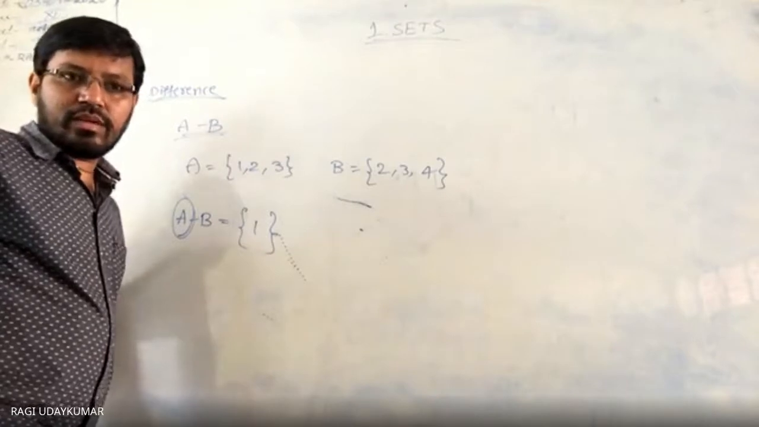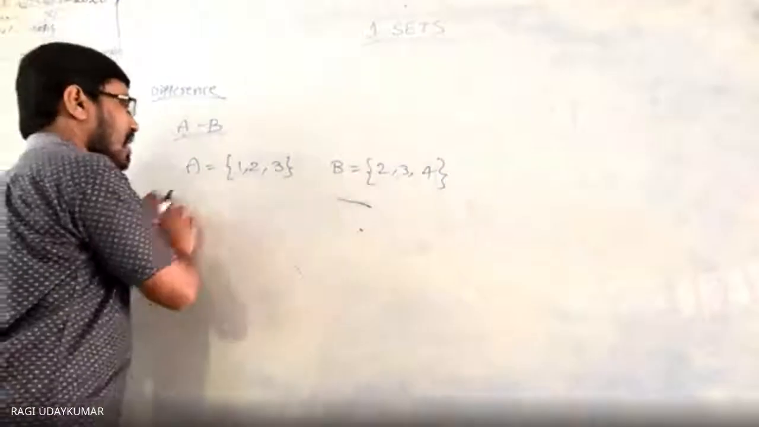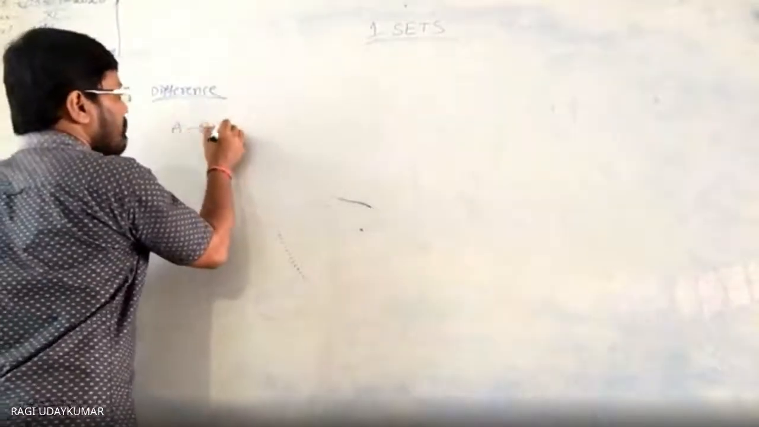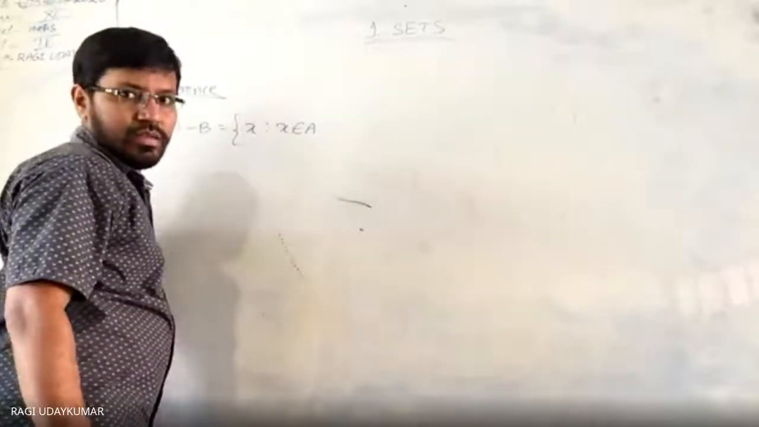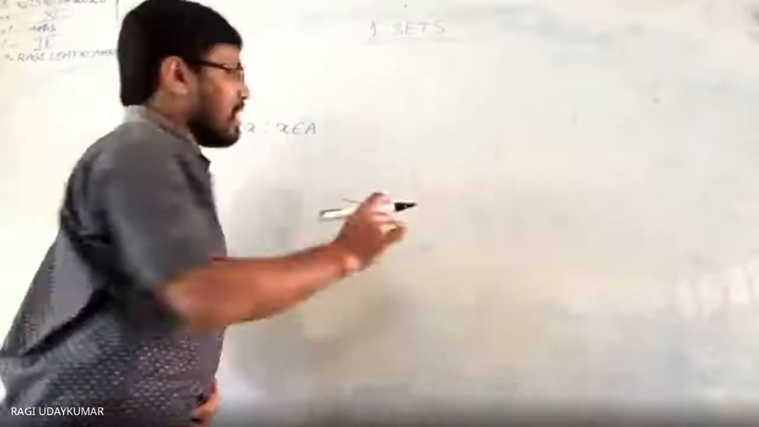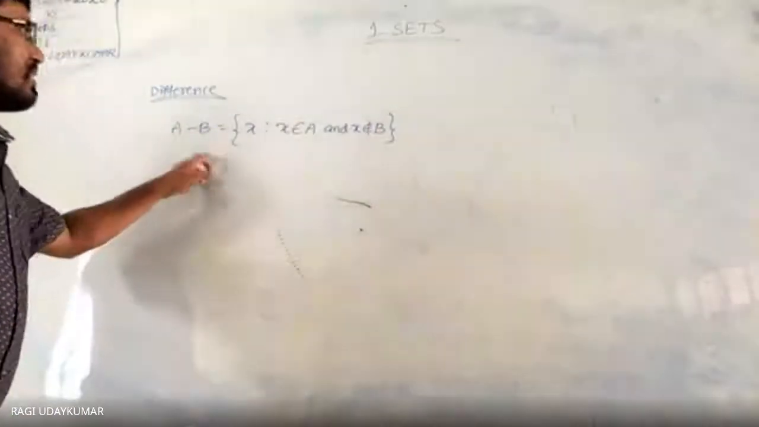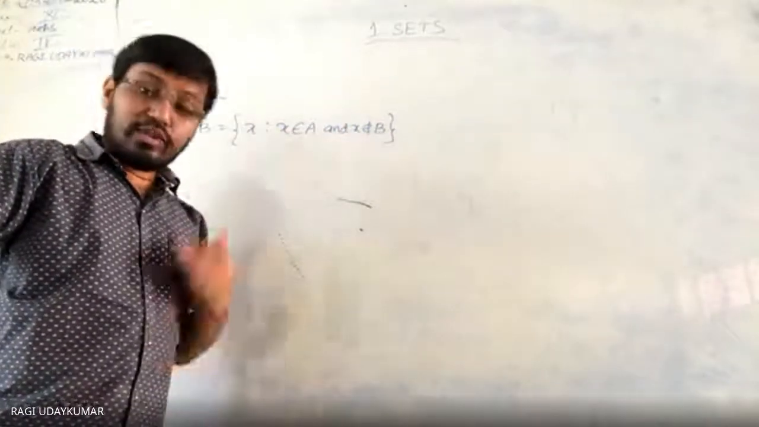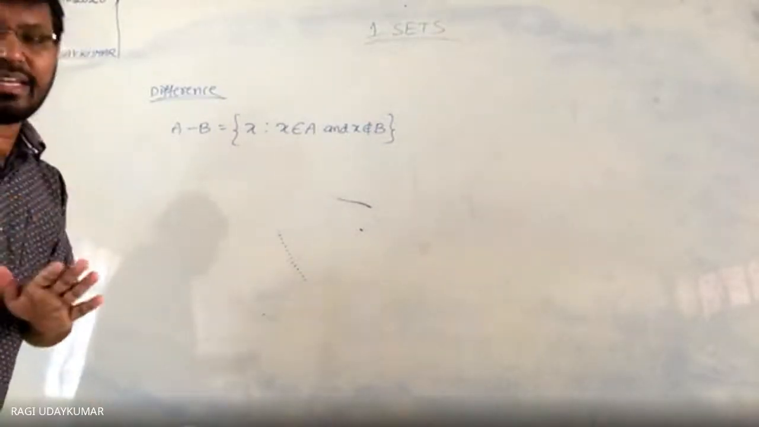Did you understand? So difference of A and B is nothing but A minus B. Difference of B and A is nothing but B minus A. Mathematically, if you want to write A minus B in set builder form, it is x such that x belongs to A and x does not belong to B. A minus B is nothing but x such that x belongs to A and x not belongs to B. These two conditions have to be satisfied, then only we get A minus B.